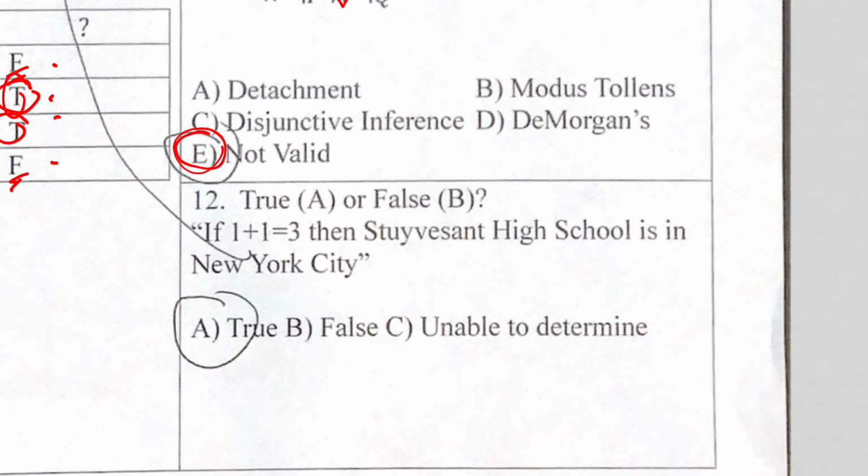And for this one, false implies true. That's actually true. The only untrue conditional is true implies false. So even though this is false, this is kind of like that Pope example that I did in class.